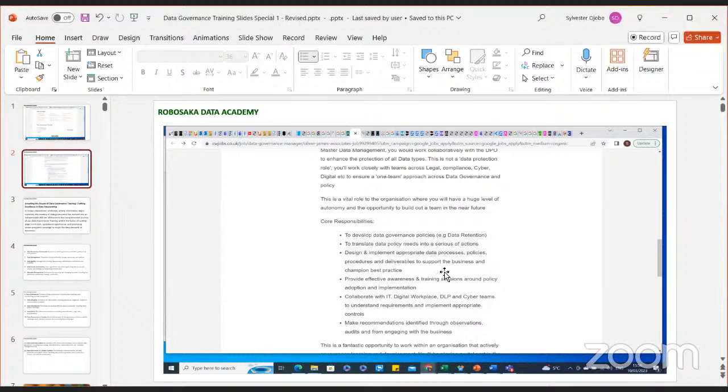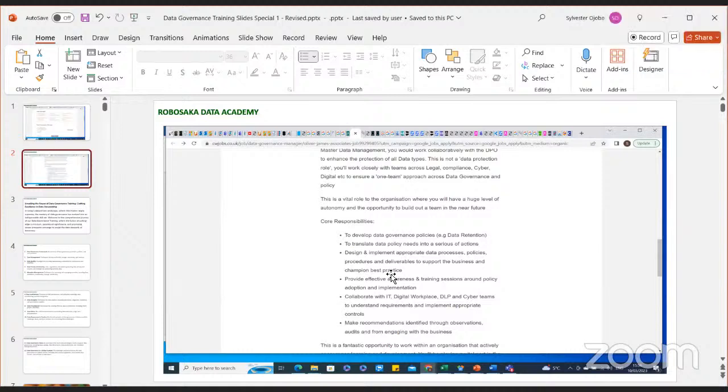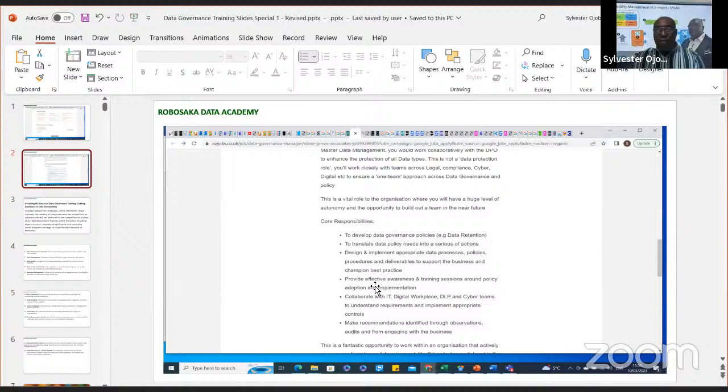And then to support the business and champion best practice. Did you hear best practice now? Okay. That's what you've just been taught now. Provide effective awareness and training sessions around policy adoption and implementation. You are creating awareness by training people, workshops and other things. Collaborate with IT, digital work, and others.